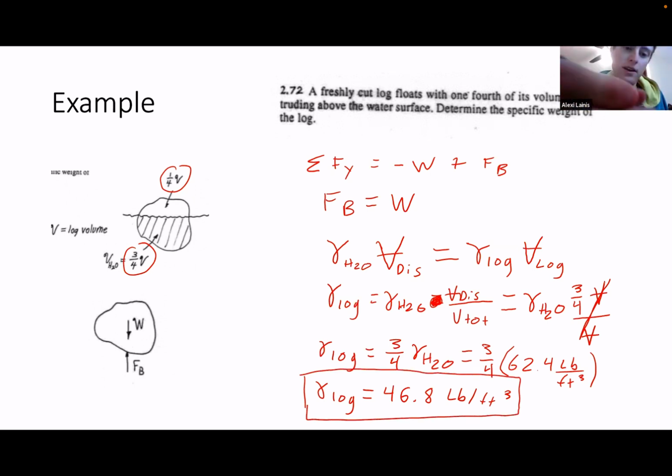For sig figs, we don't have any numbers, we just have these fractions. We'll assume that those fractions are exact, and we'll use the 3 significant figures from our value of gamma water. So that's how to do a buoyancy problem where some of it's submerged, but not all of it. Remember that if the object is floating on the surface, the force buoyancy is gamma water times the volume displaced, not the whole volume, just the volume that's been displaced by the object. So just that volume that's right here under the water.